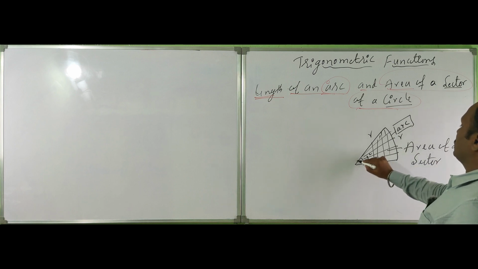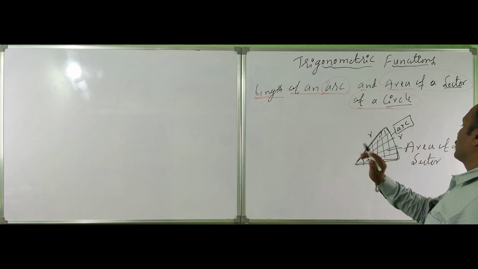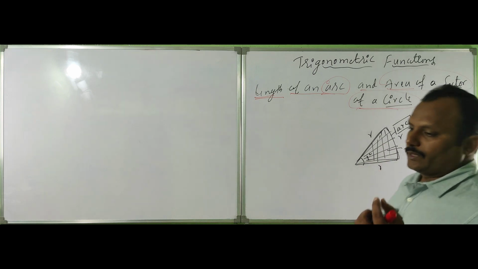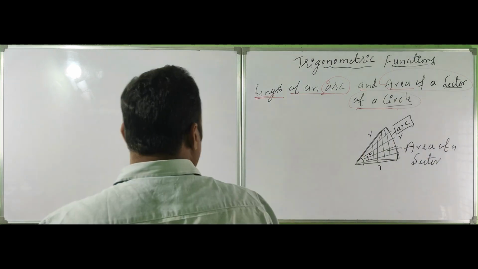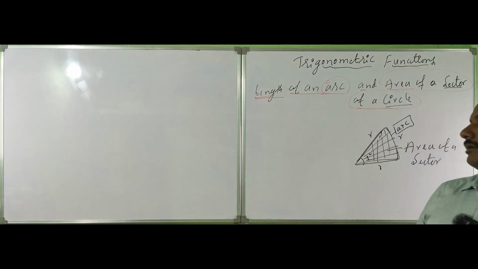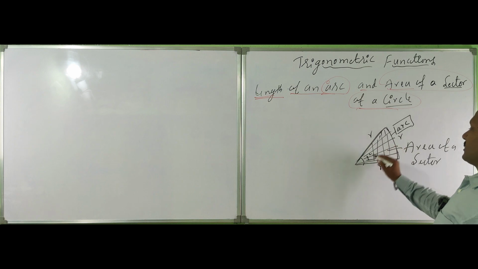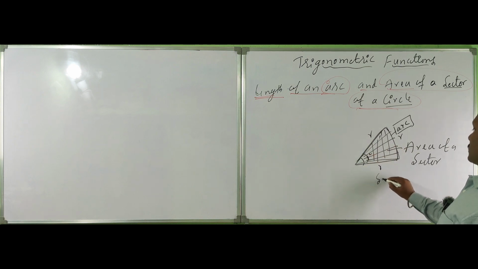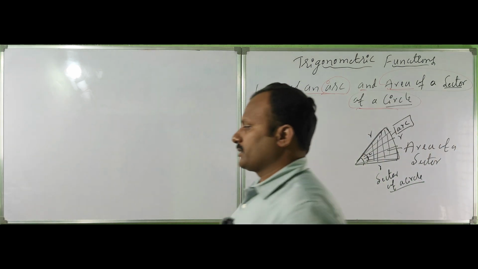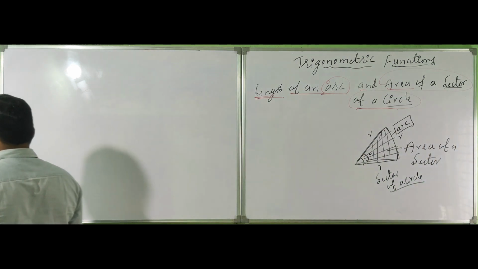What is a sector? This is the sector. A sector means the space between two radii and one joining arc. This is called a sector of a circle. In easy words, it is a part of a circle.